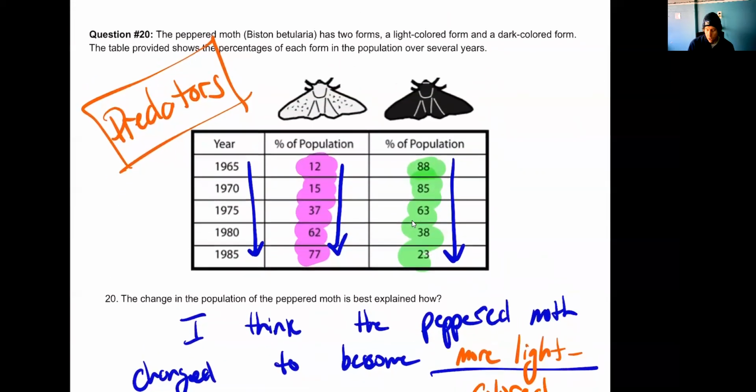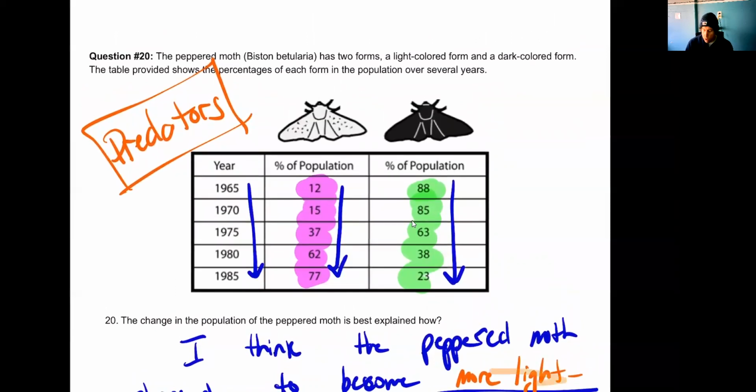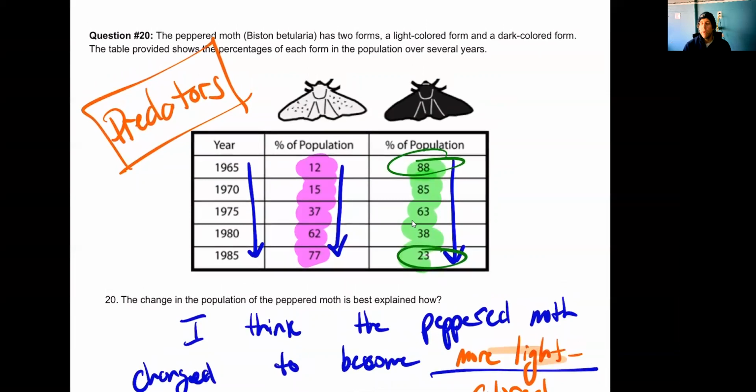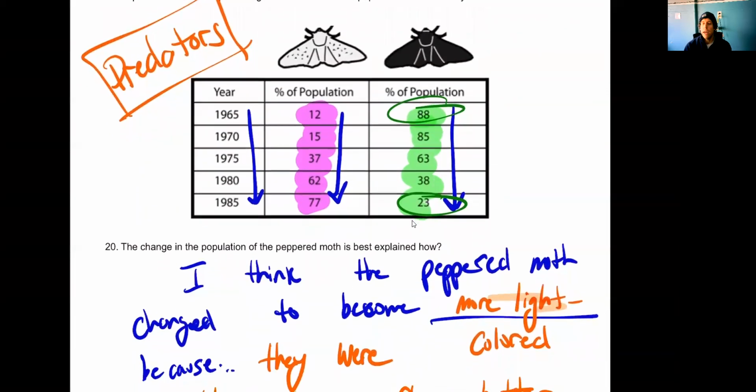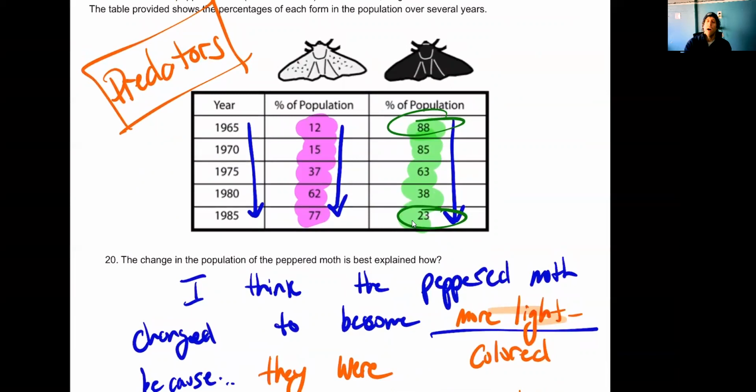20. Question 20 here. Can you tell me why the table is changing in this way? We have a peppered moth. In 1965, the majority of them are dark. You can see that here, 88% of the population is dark. But by 1985, only 23% of them now are dark. So I think the peppered moth changed to become more light colored because they were what? What is the reason why the light color is changing over time?